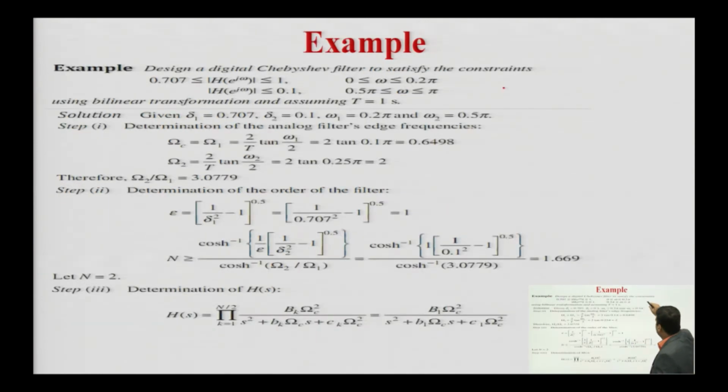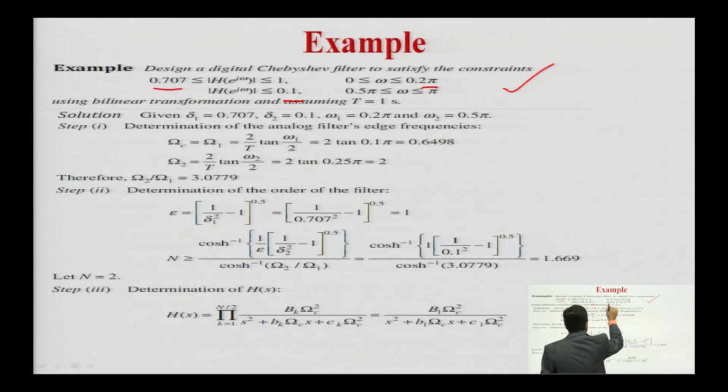Now, this is a question you can solve for Chebyshev filter designing. The initial parameters are given to you: the pass band frequency and stop band frequency, and T is equal to 1 second. You have to solve it using the bilinear transformation again. If you go for the solution of this question, you find delta 1 is equal to this one, delta 2 is equal to this one, omega 1 is equal to this one, and omega 2 is equal to this one.